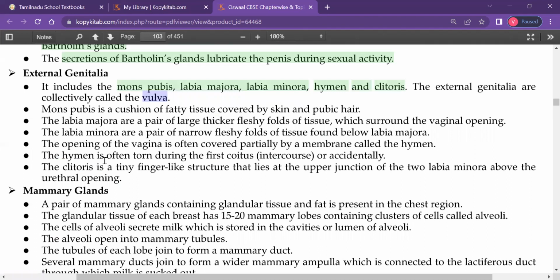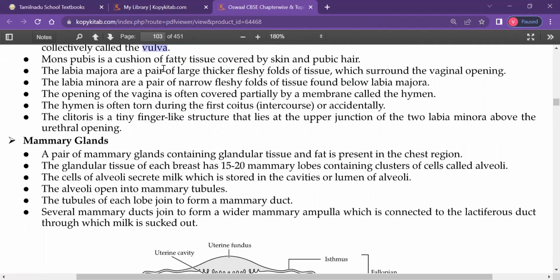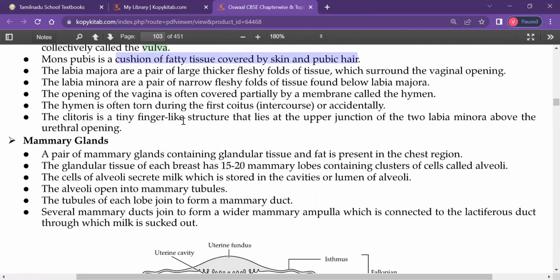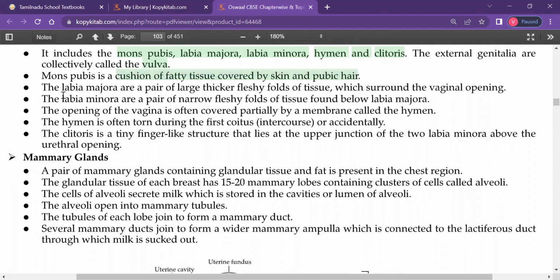Mons pubis is a cushion of fatty tissue covered by skin and pubic hair. Then, labia majora are a pair of large, thick, fleshy folds of tissue which surround the vaginal opening.